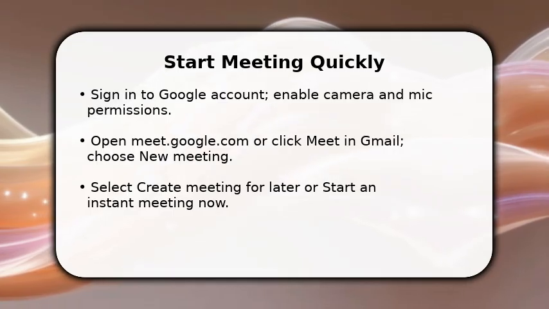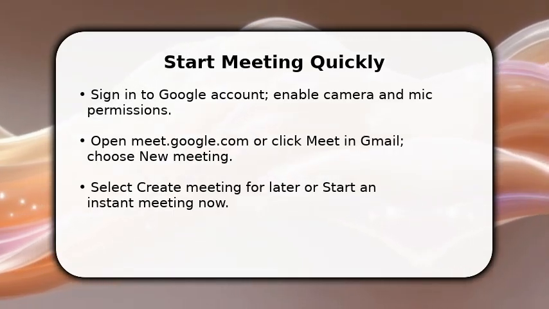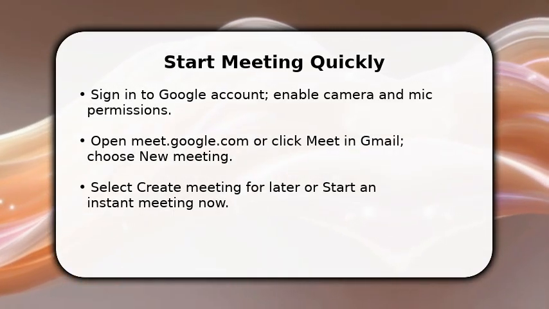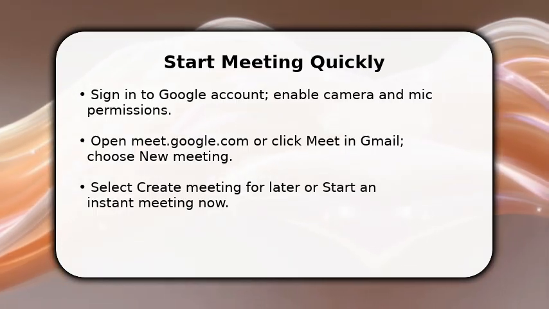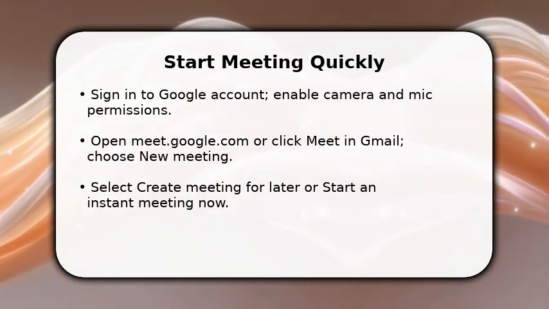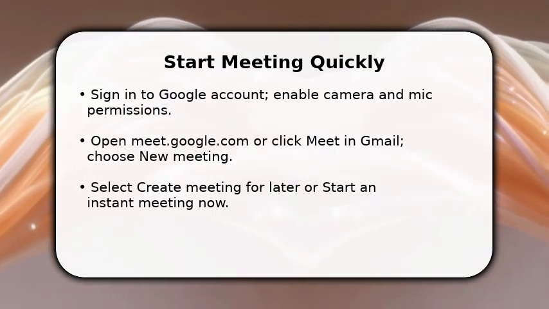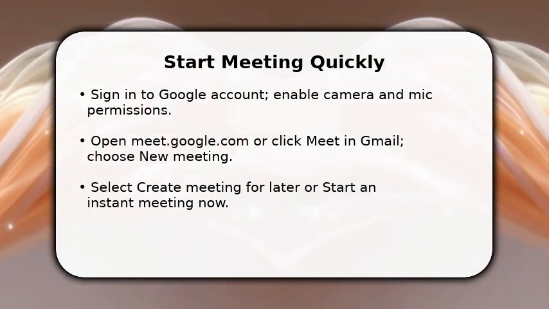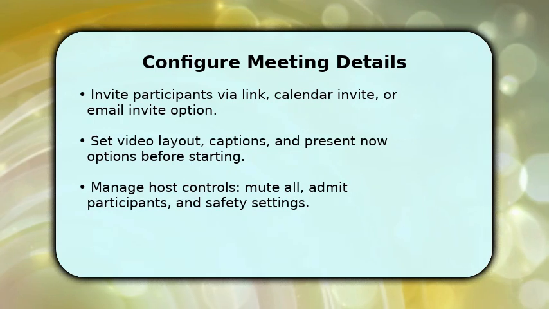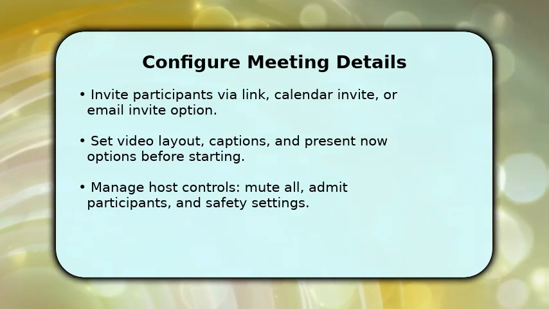Choose New Meeting and then pick either Create Meeting for later, hand out the link, or start an instant meeting to join immediately. Make sure to name the calendar event if scheduling. Doing that keeps participants organized and reduces confusion about when to join. Once the room exists, you configure key settings so the session runs smoothly.